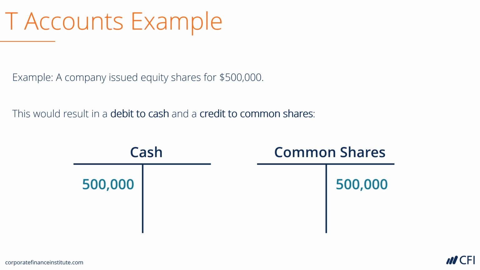And on the balance sheet, there is a credit to common shares of $500,000. Remember, the balance sheet always has to balance. So by debiting cash $500,000 and crediting common shares $500,000, the balance sheet continues to balance.